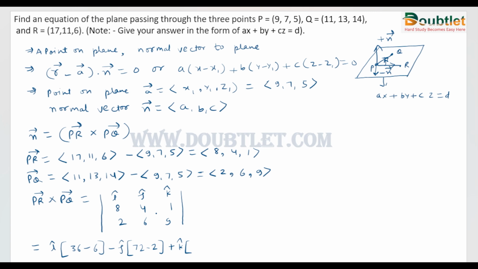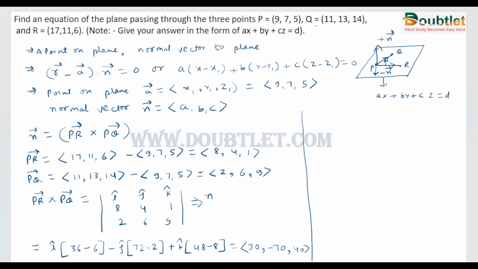We will eliminate the third column and first row. Then what we will get? We will get 8 into 6, 48 minus 8, 2 into 4, 8. So now after solving this, what we will get? We will get i cap coefficient as 36 minus 6, it will become 30, and here it will become 70, and minus sign is in the starting, so it will become negative 70, and this will become 40. So these are the coordinates of the n vector.